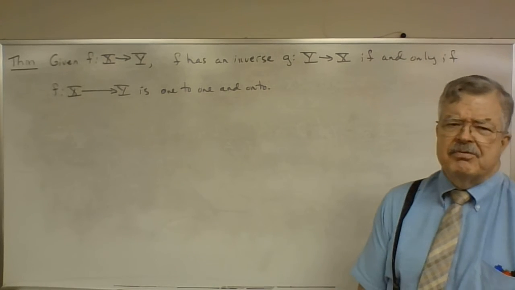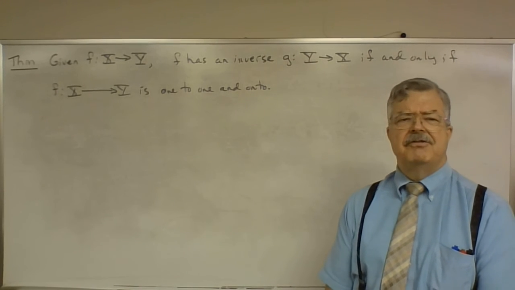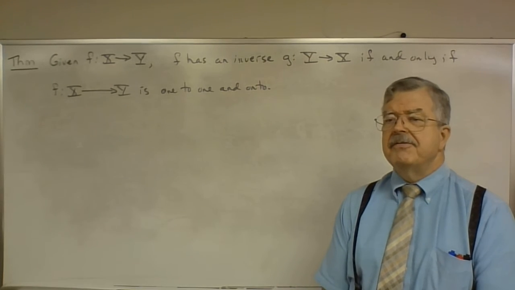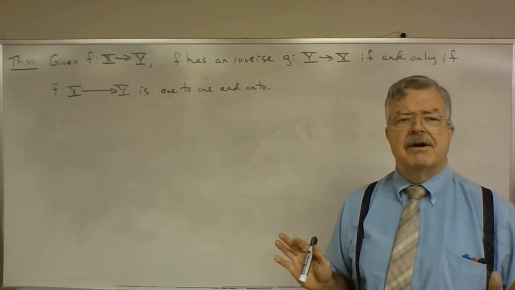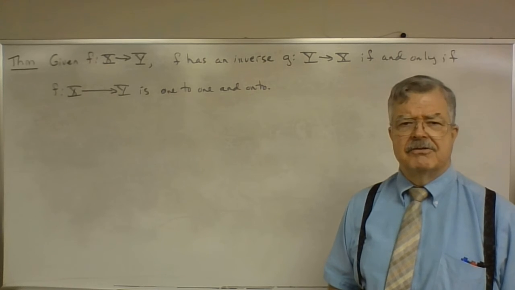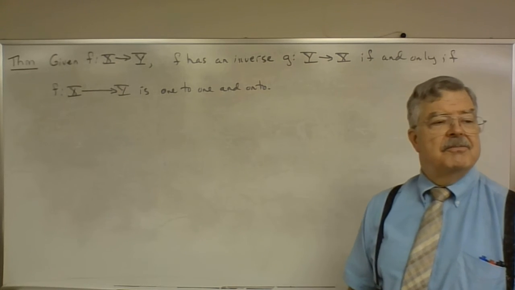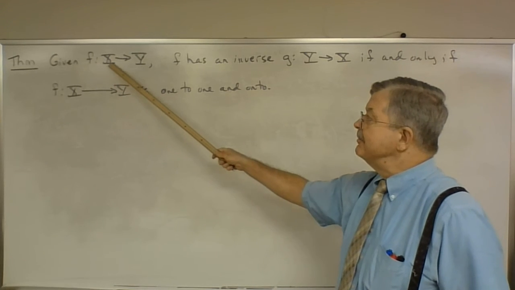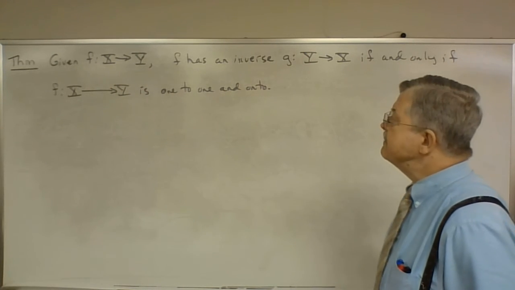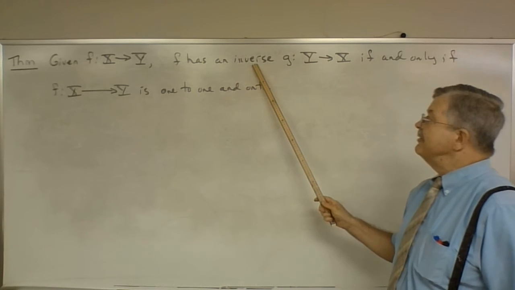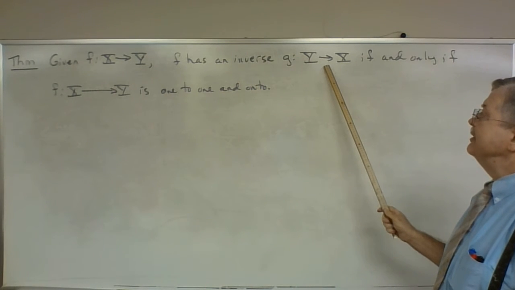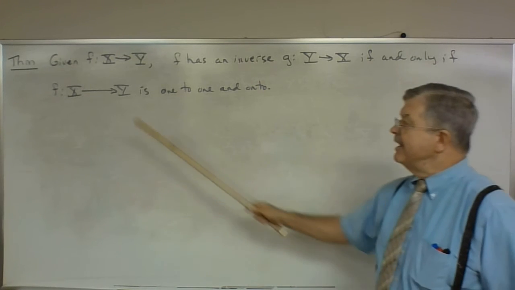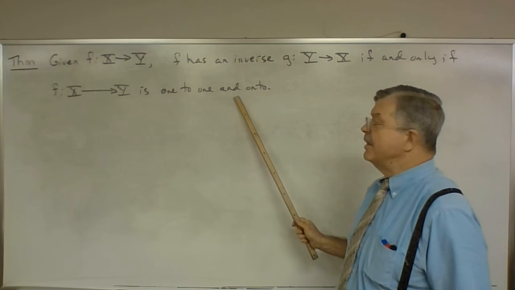What we just proved laid the foundation for the theorem that we're about to prove. And it's a fairly important theorem when it comes to counting things. And the theorem says this. Suppose that we have a function f from set x to set y. Then f has an inverse g from y to x if and only if f is 1-to-1 and onto.